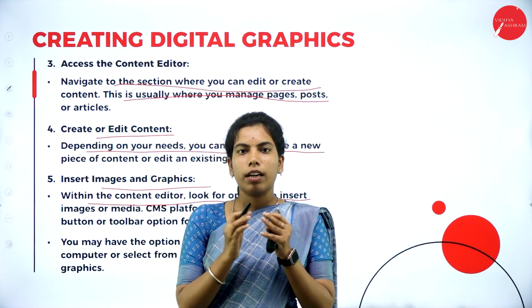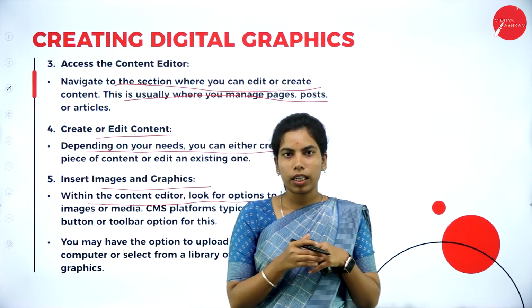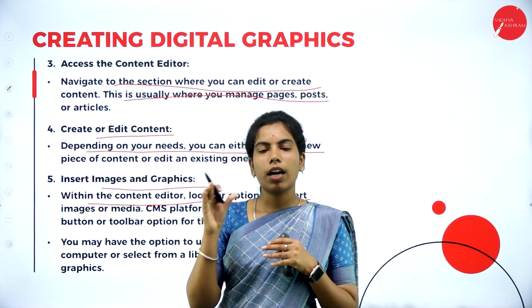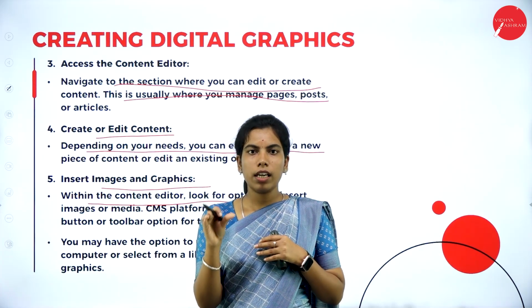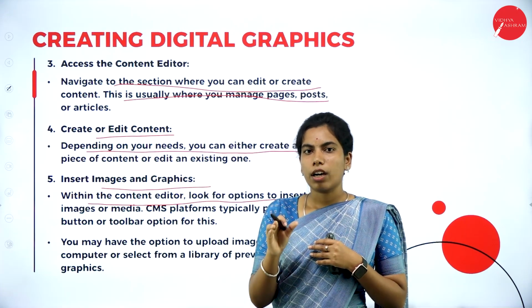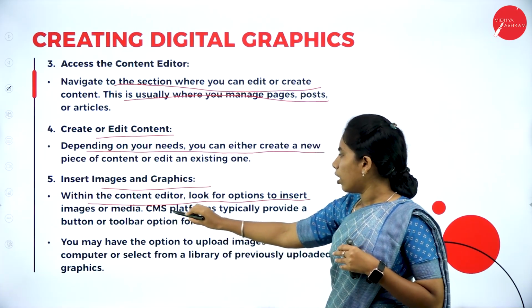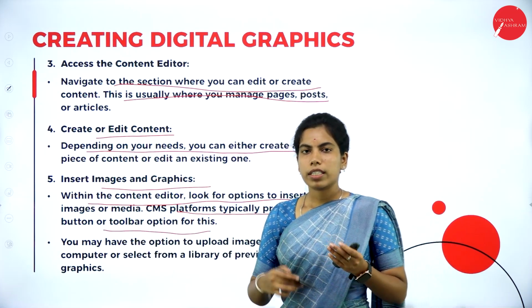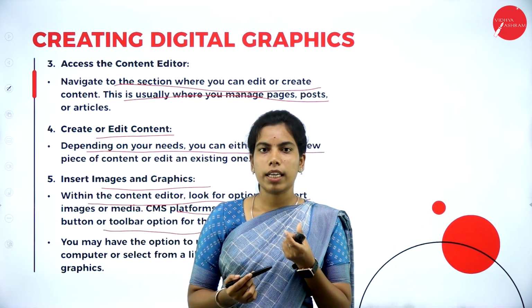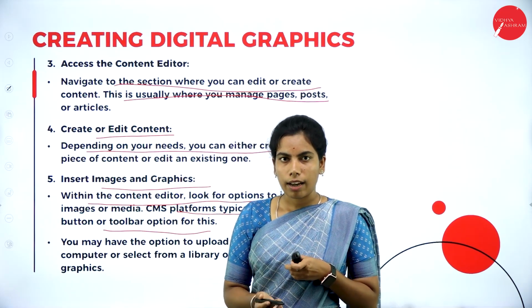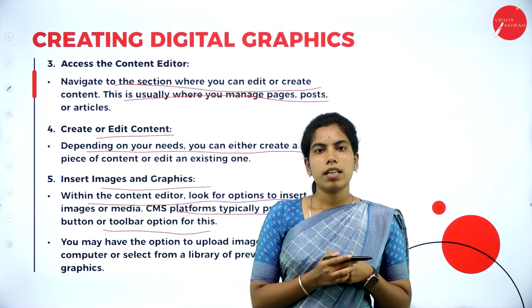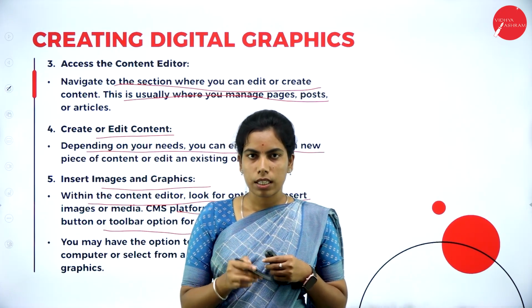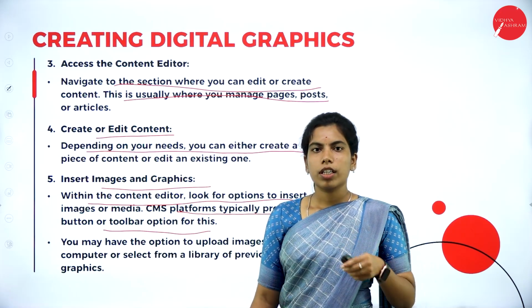If any newspaper is there, that is also one of the contents, text-based content, right? So if we want to add images or insert any graphics, we have to plan accordingly. That is what a CMS platform typically provides, a button or toolbar option for this. For example, in PowerPoint, that is a simple example. If we want to add any graphics, we can add them using the Insert tab, right? In the Insert tab, we go to images or hyperlinks, right? So you can add the images according to your needs.